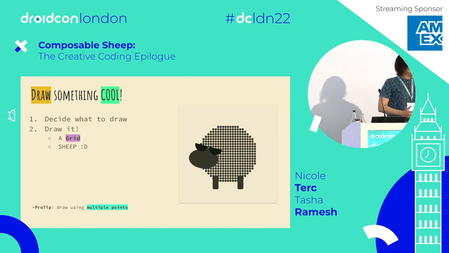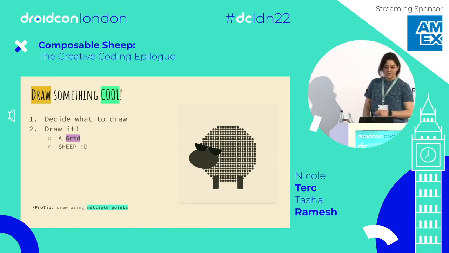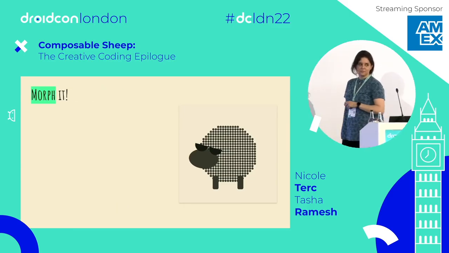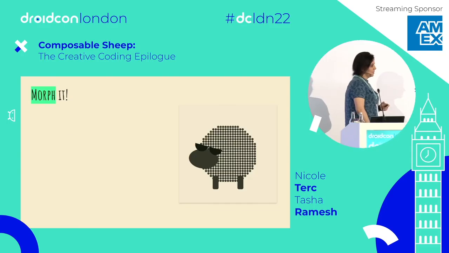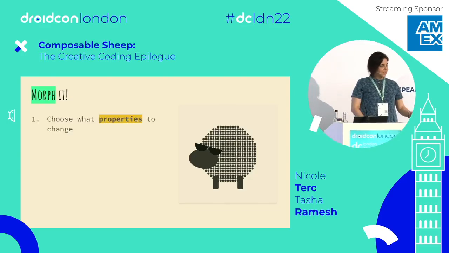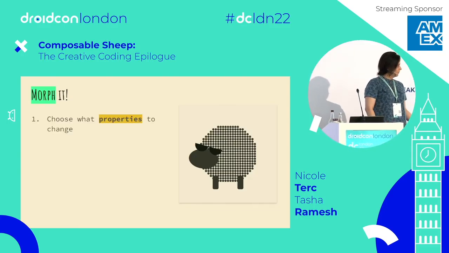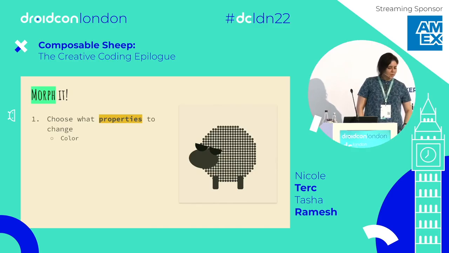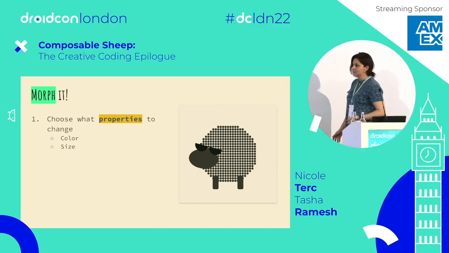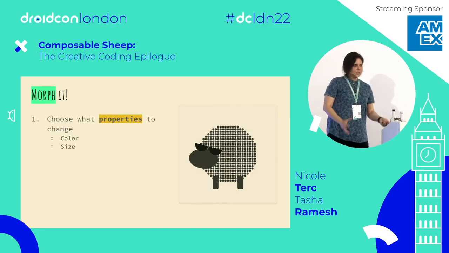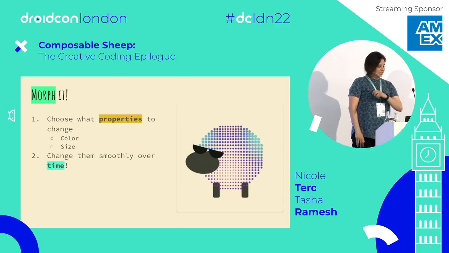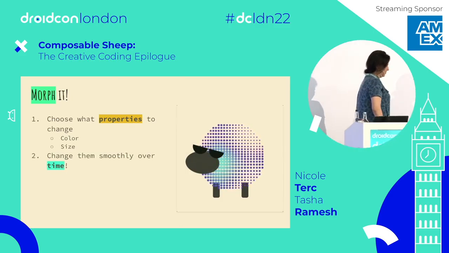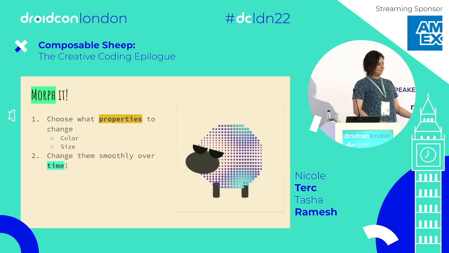Once you know what you want to draw, and you already know how you're going to be drawing it, the next step is to morph it. And in order to morph something, the first step is to decide what properties in there you're going to be changing. This can be something like color, it can be something like size, and once you decide which of these properties you're going to change, then you just need to change them smoothly over time, which coincidentally is the definition of morphing.